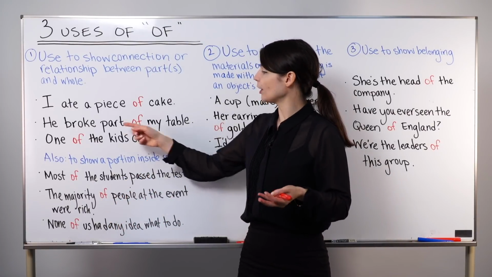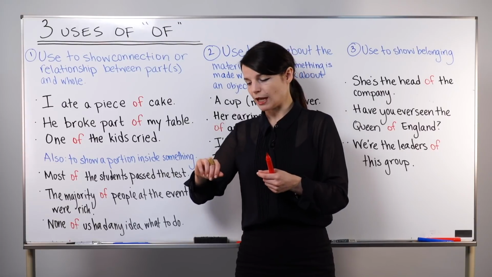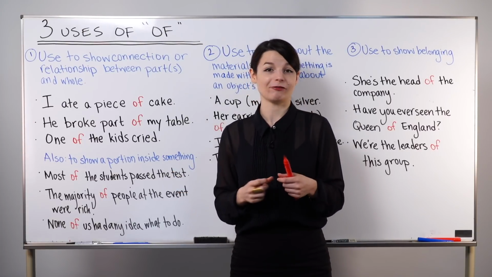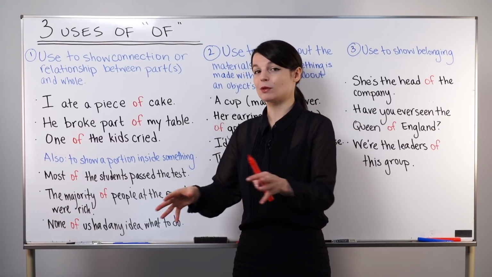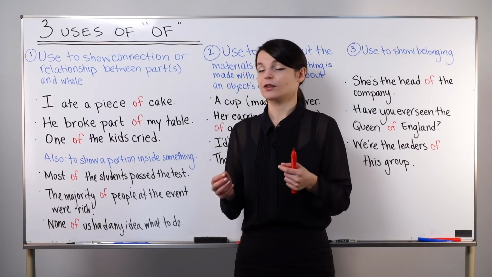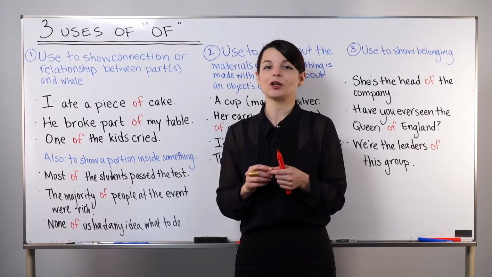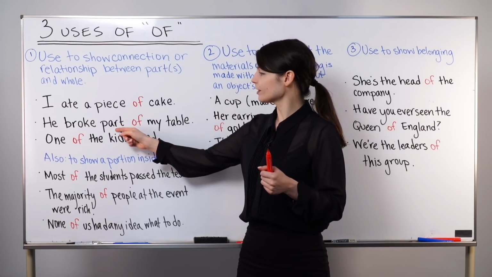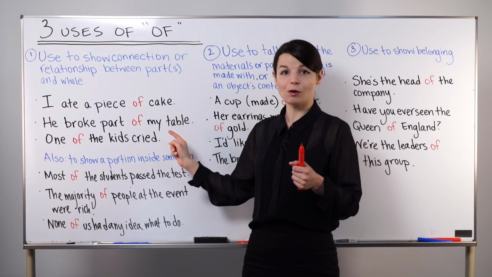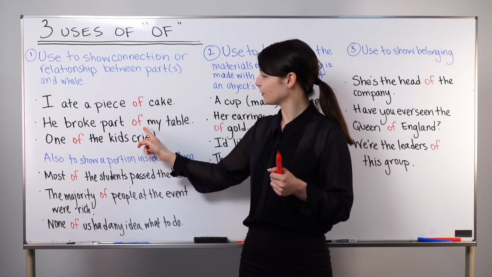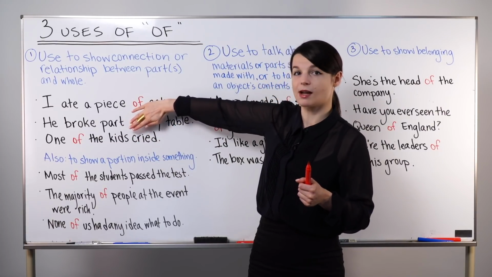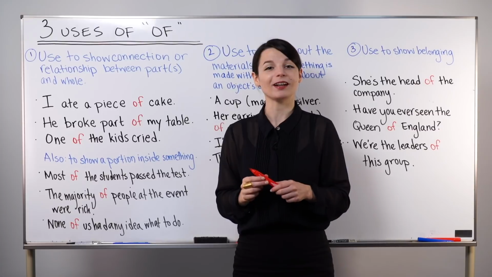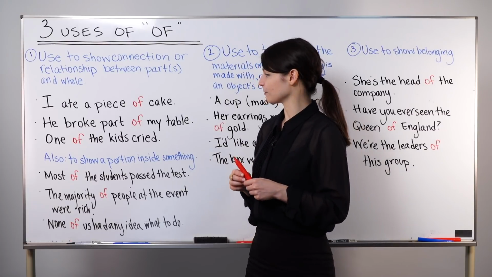So he broke part of my table could mean, for example, one leg of the table, or a corner of the table, one piece, one portion of the table. So he broke part of my table shows that only one piece was affected. We show part and the relationship to the whole by connecting them with of. He broke part my table is not correct. Part of my table is correct. Okay, let's move on to the next sentence.